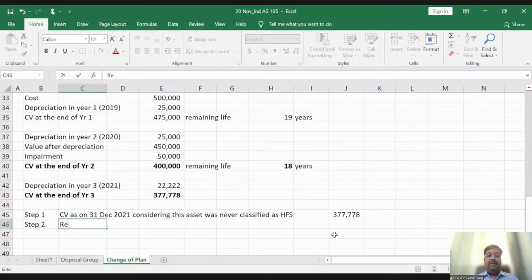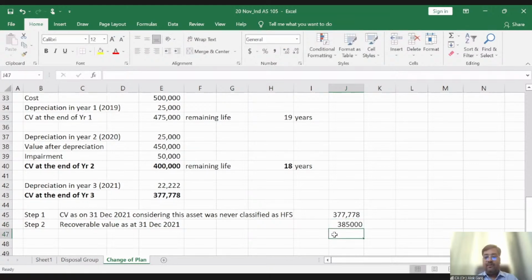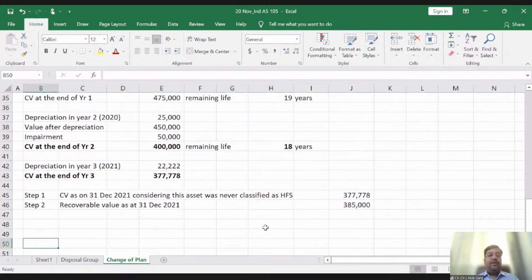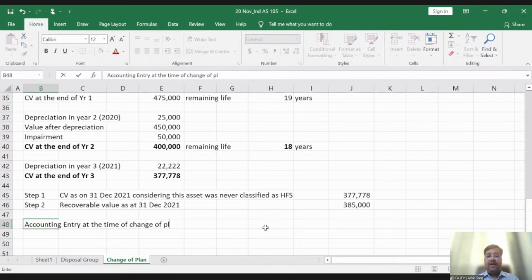Step number 2, recoverable value as at 31st December 2021. This is given in the question as 3,85,000. Clear? Sir, what will be the accounting entry now? Now you need to pass an accounting entry at the time of change of plan.